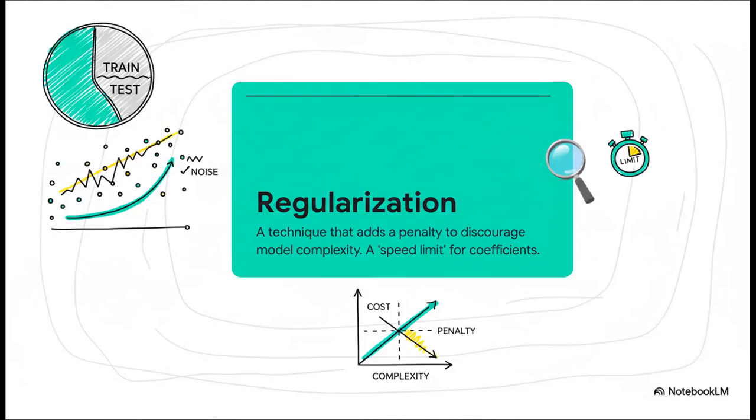So how on earth do we stop our models from overfitting? Well, we use a brilliant technique called regularization. You can think of it as a penalty for being too complex. It's like putting a speed limit on those weights or coefficients we talked about. It keeps any single feature from having way too much influence, and it forces the model to find a more balanced, simple, and realistic pattern.